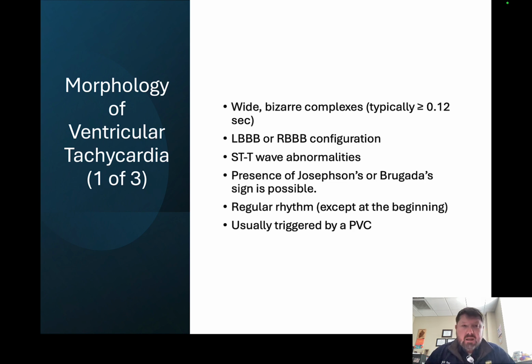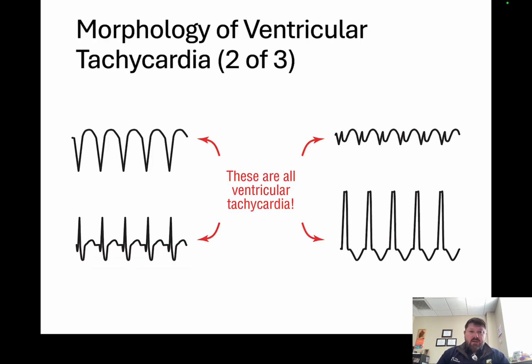So rhythmically speaking, VTAC is a faster, deadlier form of accelerated idioventricular. Characteristics: wide bizarre complexes. It may have a left bundle branch or a right bundle branch configuration. ST and T wave abnormalities. The presence of Josephson's sign or Brugada sign is also possible. It's a regular rhythm, except at the beginning when it converts into the VTAC, and it's usually triggered by a PVC. These are all ventricular tachycardia.